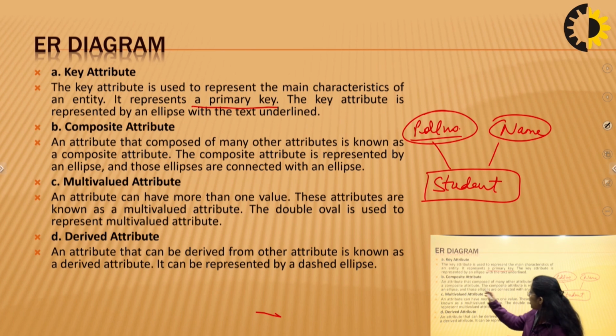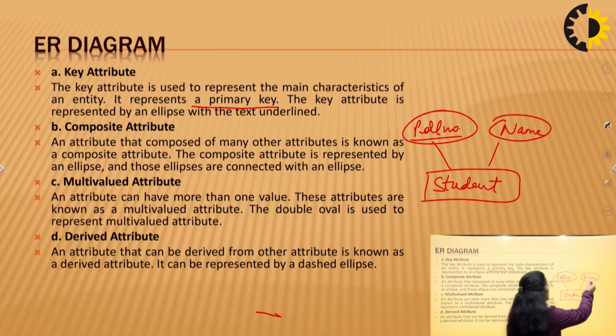Coming on to the second, the composite attribute. An attribute that is composed of many other attributes is known as a composite attribute. The composite attribute is represented by an ellipse, and those ellipses are connected to an ellipse also. So this is just an example.